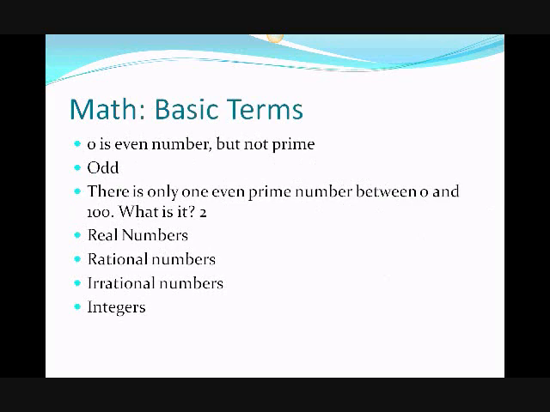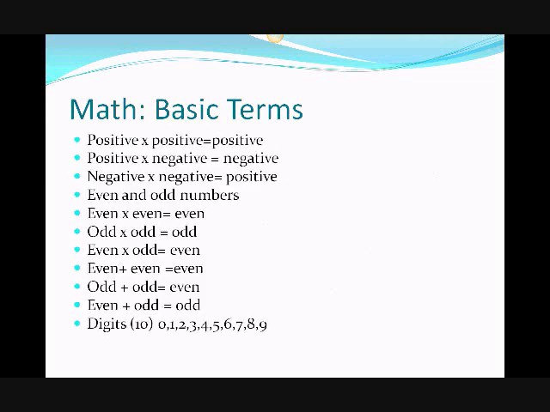Now, these are just some basic terms. We know that 0 is an even number, but it's not prime. Of course, you know what odd numbers are. There's only one even prime number between 0 and 100, and that's 2. And if you don't know the definitions of these words, that means you should look them up. So we have real numbers, rational numbers, irrational numbers, integers. Again, this information is going to be on the blog to help you out.